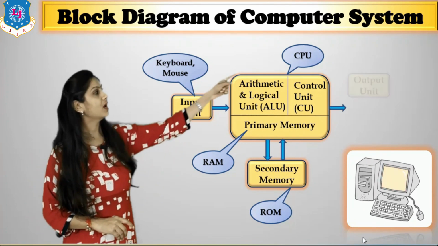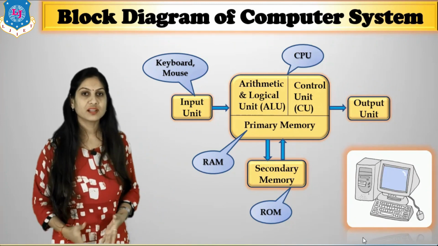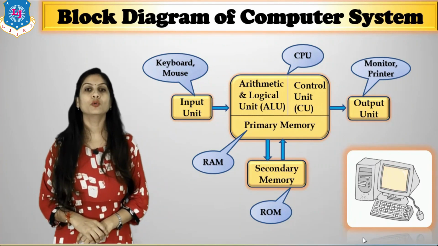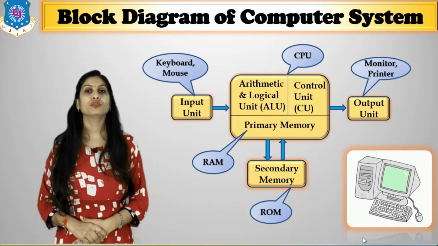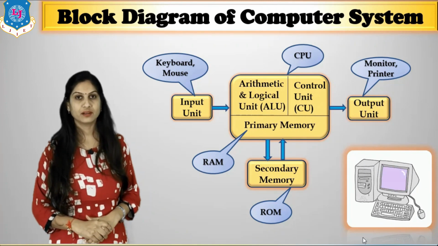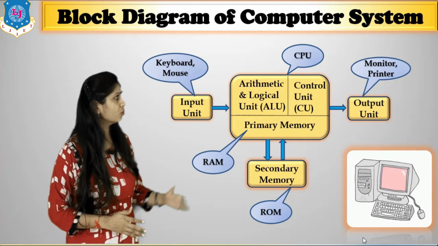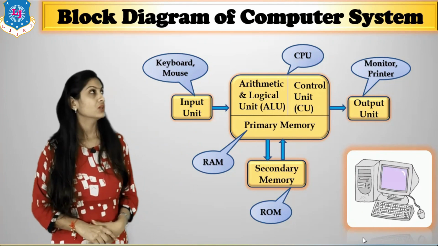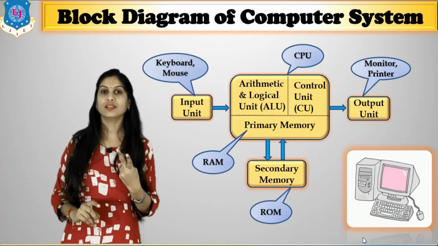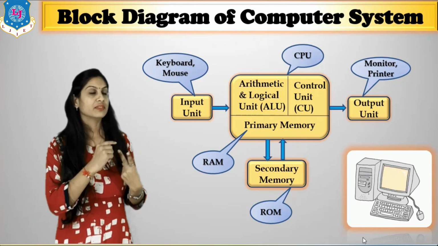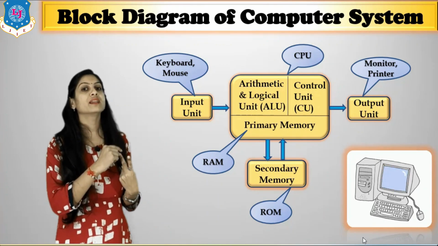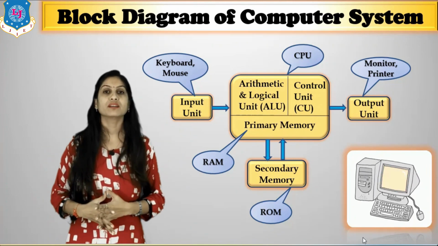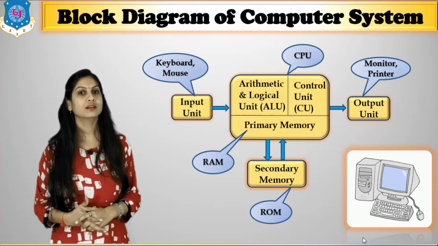Now the last unit is the output unit, meaning after processing the data, some output is generated and that is displayed using our output unit. Examples of output units are monitor, printer, speakers and much more. So all these units we can call our hardware. The computer system consists of two things, hardware and software. The keyboard, mouse, that is input, then RAM, ROM, then monitors, CPU, all these parts are nothing but our hardware, and the second part is software.